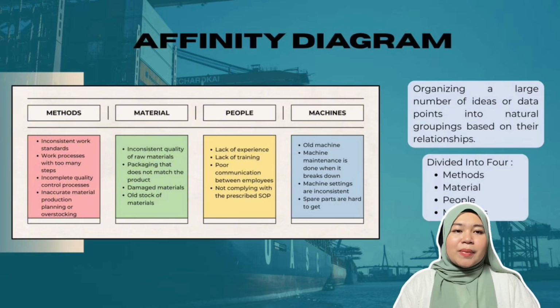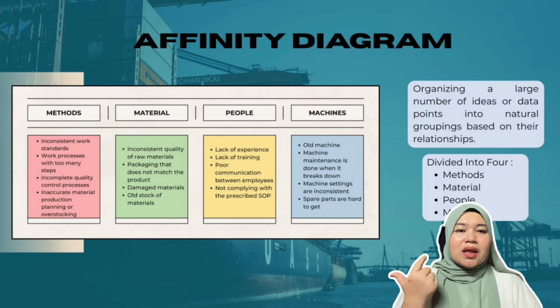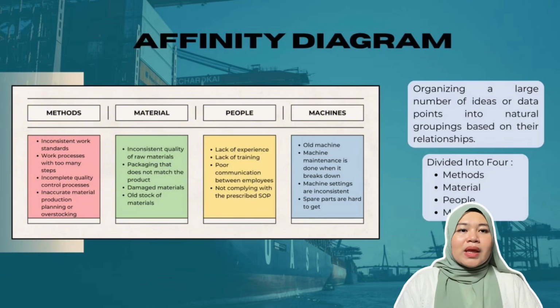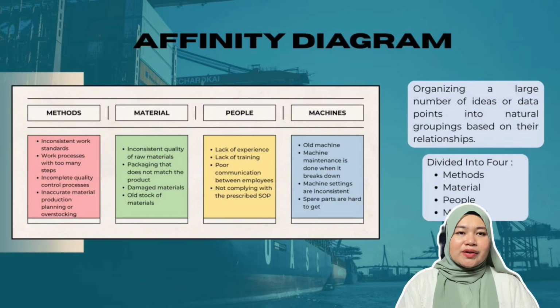Beside that is people. The problems are lack of experience, lack of training, poor communication between employees, and not complying with the prescribed SOP. This can lead to a decline in work performance. Therefore, emphasis on continuous training, effective communication, and adherence to SOP is important to improve efficiency and quality of work.